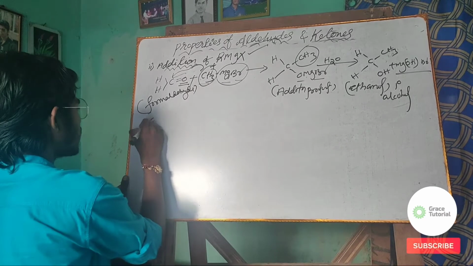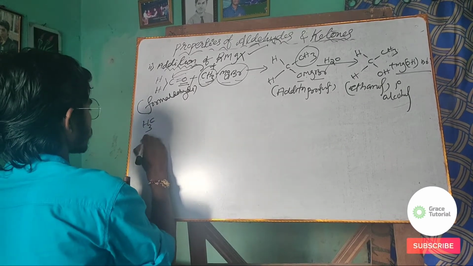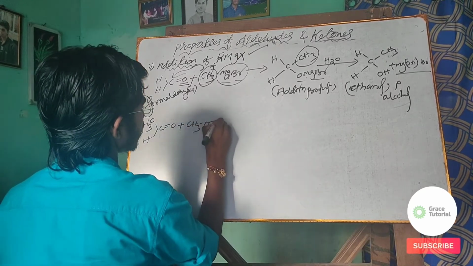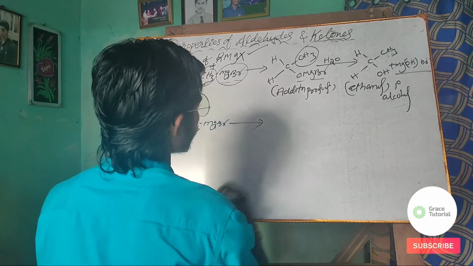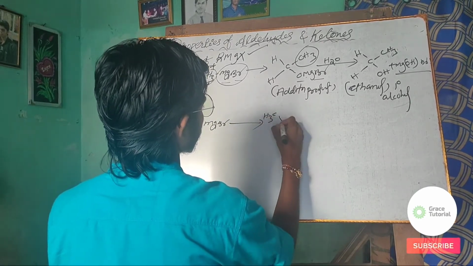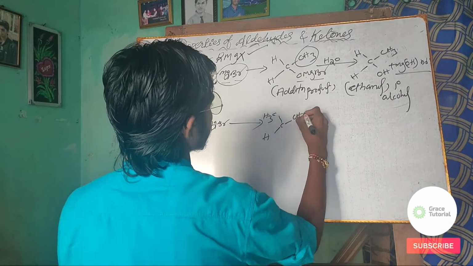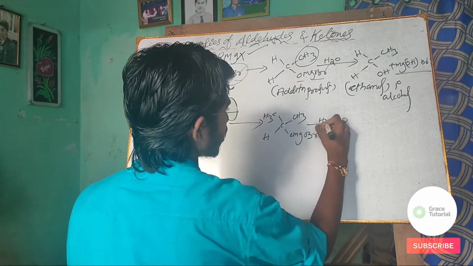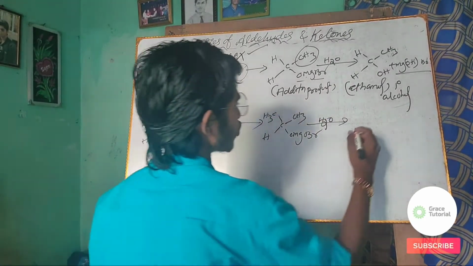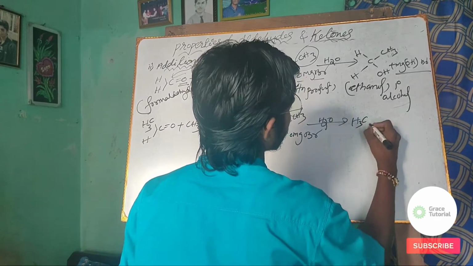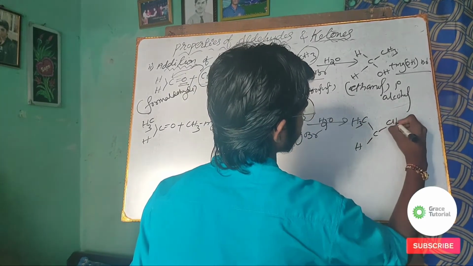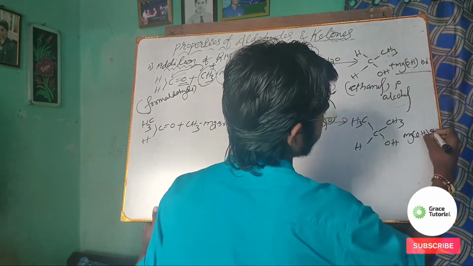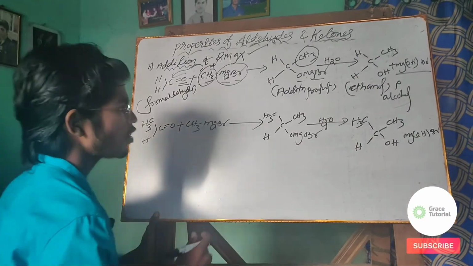Similarly, if you take acetaldehyde and react with CH3MgBr, what do we get? First of all, you will get the addition product, OMgBr. And if you hydrolyze that again, on further hydrolysis it gives the secondary alcohol and Mg(OH)Br, magnesium hydroxybromide. The secondary alcohol is propanol.